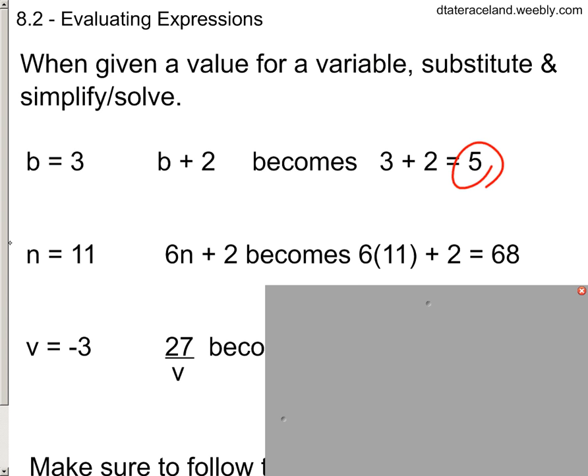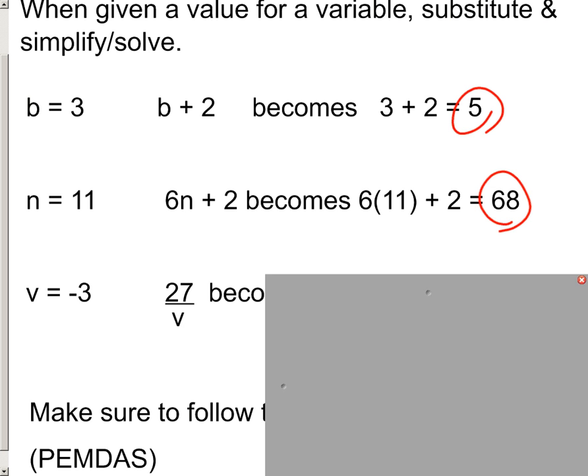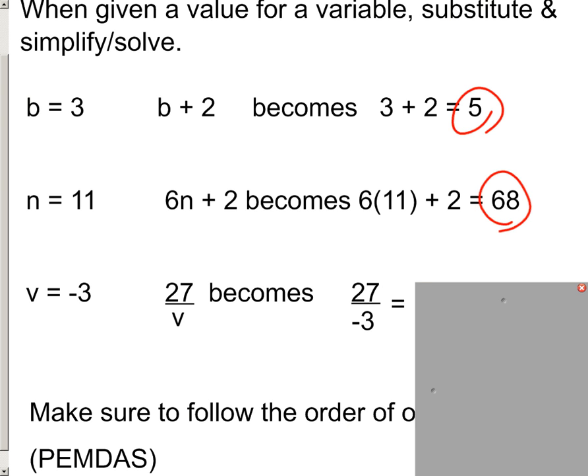And this part's very, very important also. Follow PEMDAS after you plug in all of your values for the variable. So 6 times 11 is 66, and 66 plus 2 is 68. Okay, so there's our answer there. Over here, same thing. This v is a -3. So yeah, it's a fraction, but we could also think of it as division. 27 divided by v becomes 27 divided by -3, which is -9.